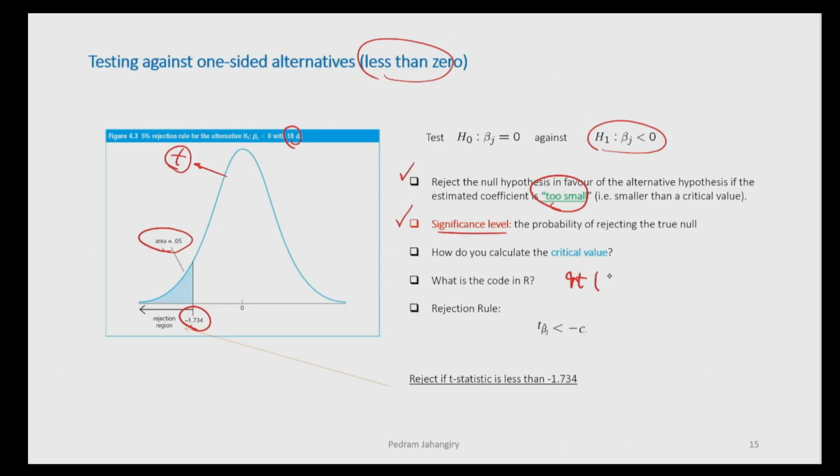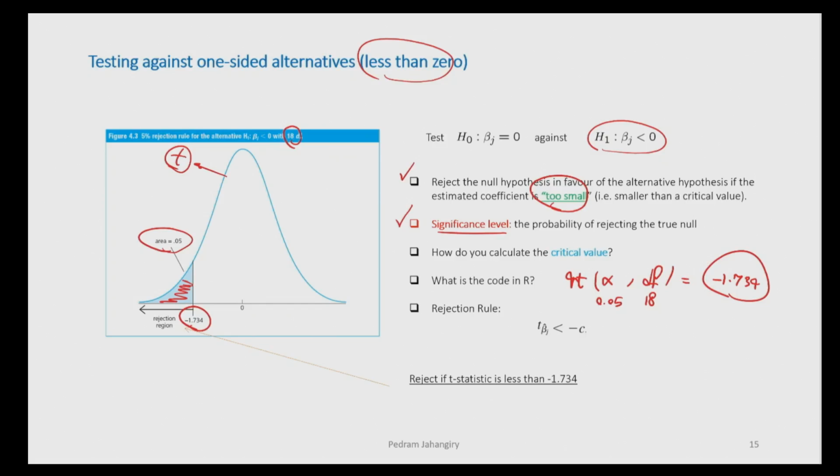Here, we're going to use alpha, right? And alpha is going to be 5%. Because remember, this is the area to the left and the degree of freedom. Okay, so if you plug these numbers in R, it is 18. If you just type qt(0.05, 18), you will get minus 1.734.